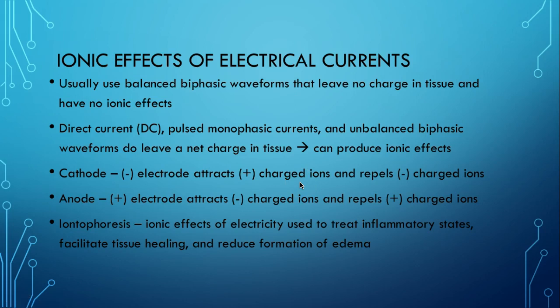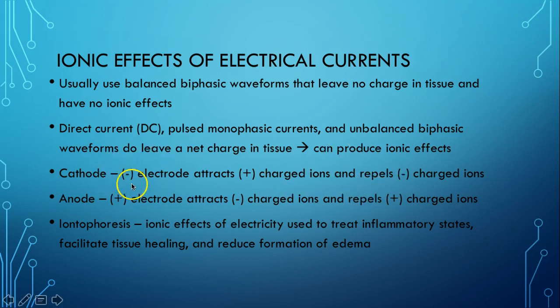The ionic effects of electrical currents, as we looked at, usually it's a balanced biphasic waveform that leaves no charge in the tissue, and you don't have any ionic effect. With direct current, also known as DC, it's a pulsed monophasic current. Unbalanced biphasic waveforms do leave a net charge in the tissue, and it can produce an ionic effect. So if you look in your book and also in your lab packet, you have different waveforms, and there are some worksheets in there that you'll probably do in your lab class that will help you understand the different waveforms, and I would encourage you to look at those.